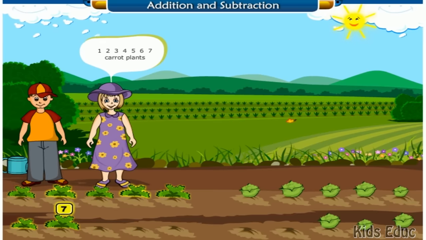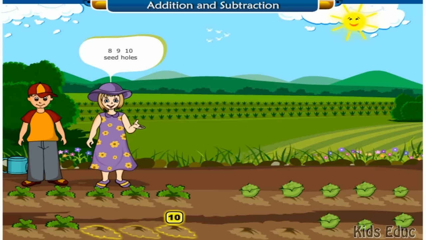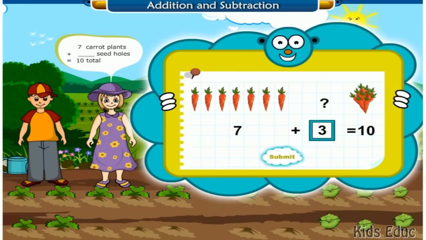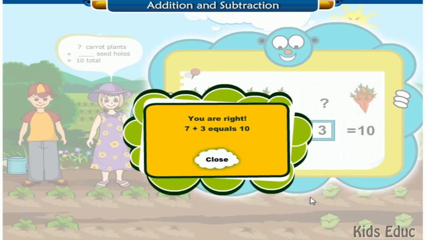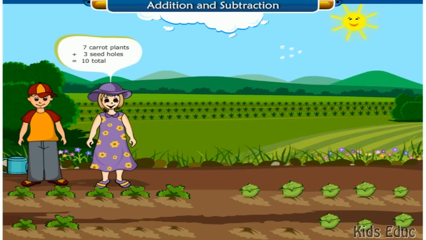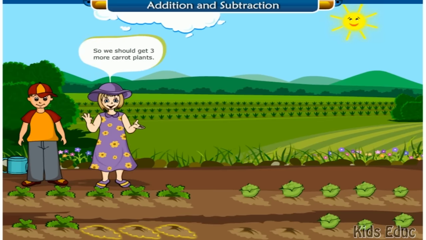1, 2, 3, 4, 5, 6, 7 carrot plants. 8, 9, 10 seed holes. 7 carrot plants plus seed holes equals 10 total. You are right. 7 plus 3 equals 10. Seven carrot plants plus 3 seed holes equals 10 total. So we should get 3 more carrot plants.